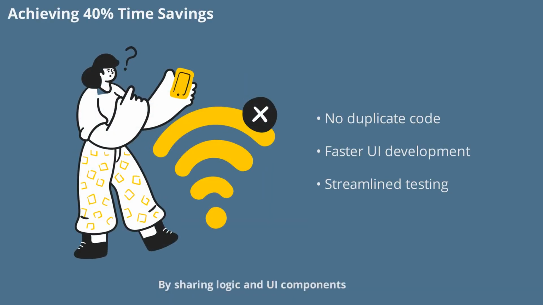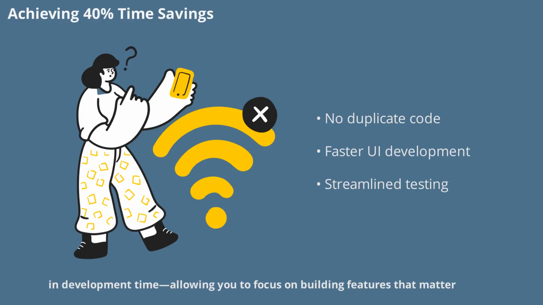By sharing logic and UI components, you eliminate the need to write the same features twice. Jetpack Compose's declarative approach speeds up UI creation, while streamlined testing ensures consistency across platforms. All these factors combine to deliver significant time savings, up to 40% in development time, allowing you to focus on building features that matter.